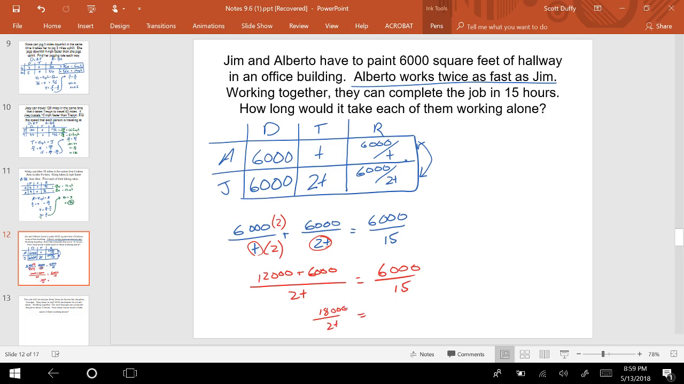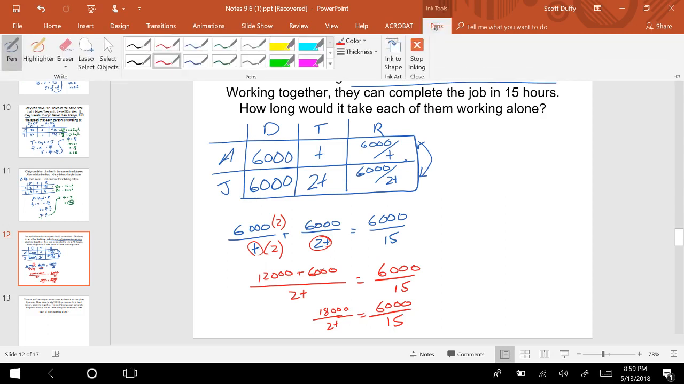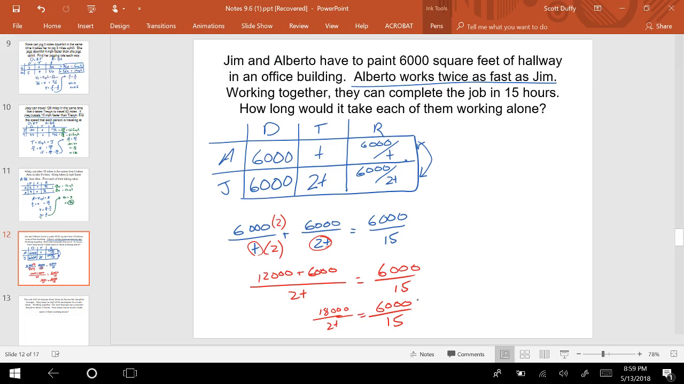So you'll have 18,000 divided by 2t equals 6,000 divided by 15. Cross multiply. 15 times 18,000 equals 27,000. And then 6,000 times 2t is 12,000t.